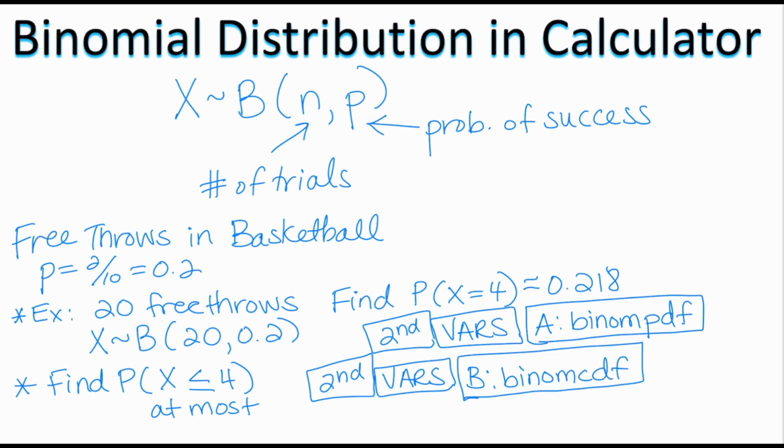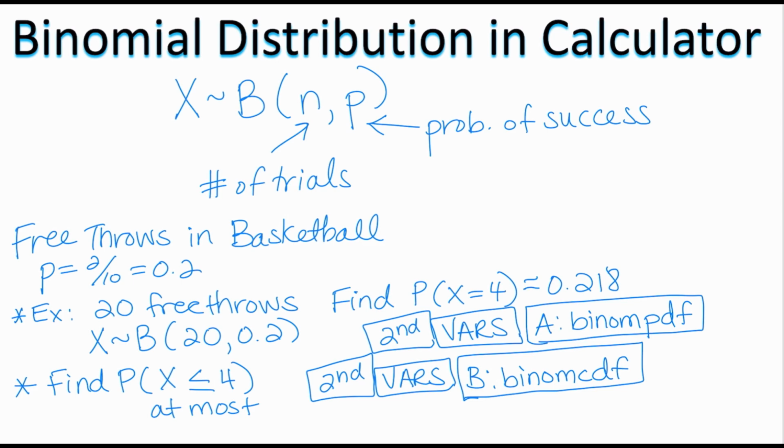Binomial PDF stands for binomial probability density function. And in this case, it's going to calculate the probability of getting exactly K successes. So the last time I only wanted the probability that I made exactly 4 baskets. But this time I'm going to choose binomial CDF because that stands for binomial cumulative distribution function. And in this case, it means what is the probability that I'm going to make 4 or less.